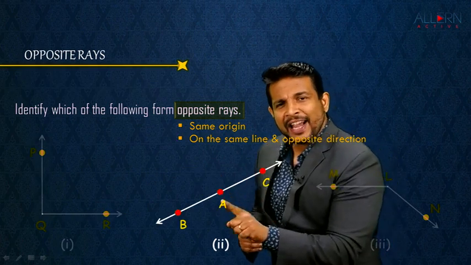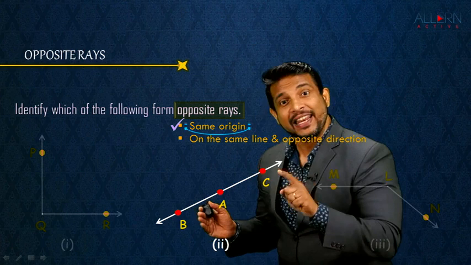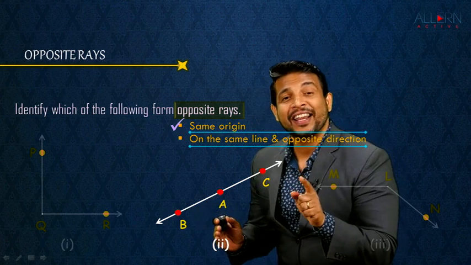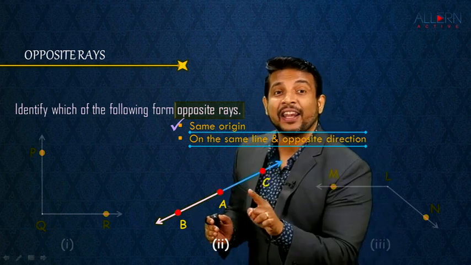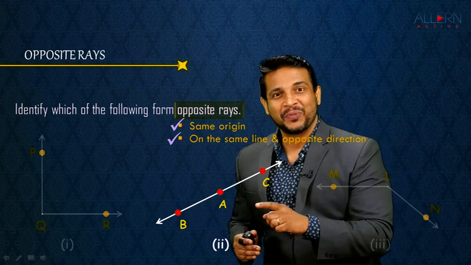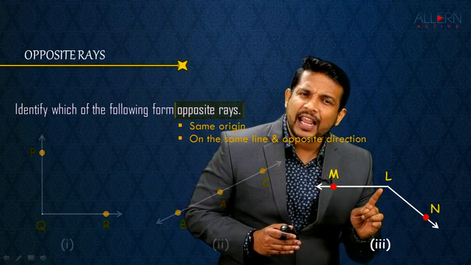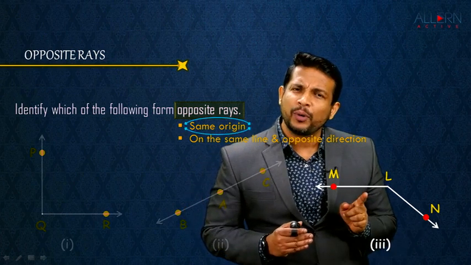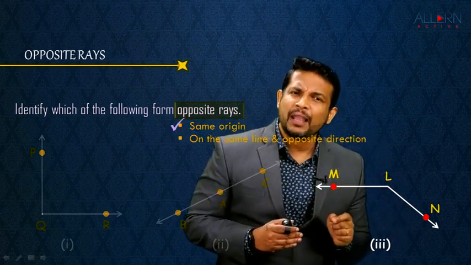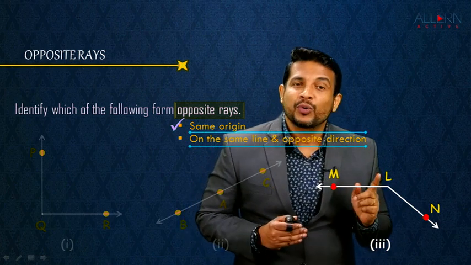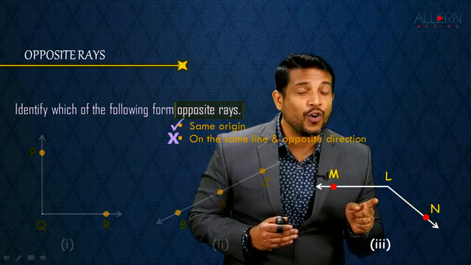Look at the next one. Look at ray AC and ray AB. Do they have a common origin? Yes, that's A. Are they on the same line? Yes, they are on the same line and they are in opposite directions. That means the second condition is also satisfied. So here we can say ray AB and ray AC are opposite rays. Was that easy? Let's look at the third one here. Ray LM and ray LN. Do they have a common origin? Yes, they have a common origin L. But the second condition, are they on the same line? They are not on the same line. So is the second condition satisfied? No. That means are they opposite rays? No. That is what we understood.